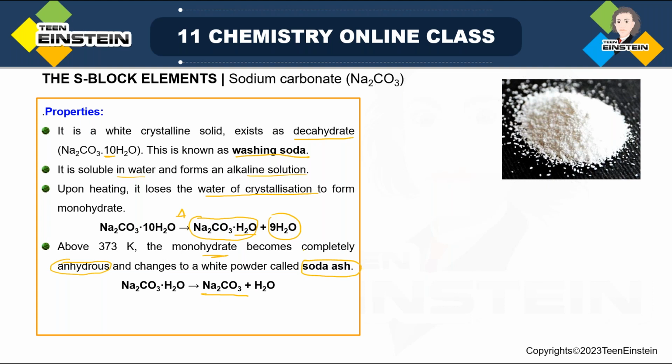So what is the difference from washing soda? Both are actually Na2CO3. Chemical properties will be the same. But for washing soda and soda ash, we are using two different terms. It is because of whether 10 water molecules are there or not. So if they are there, you will call it washing soda. But when it is anhydrous, you will call it soda ash.